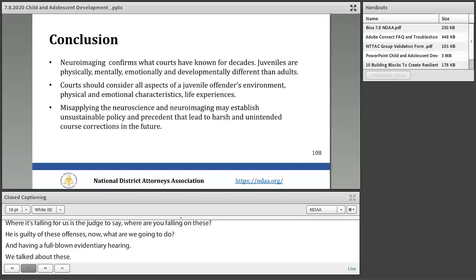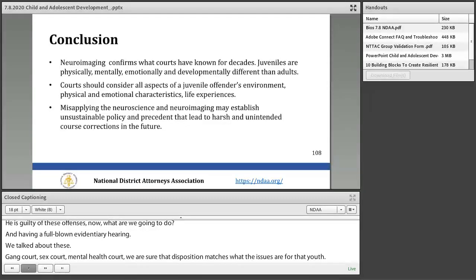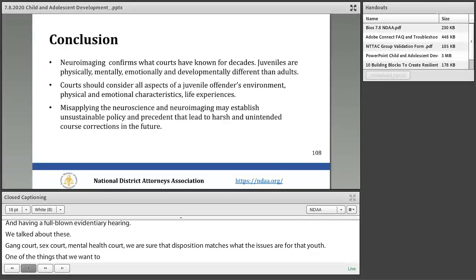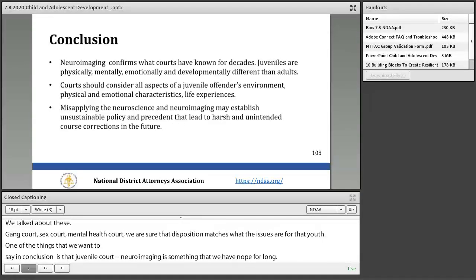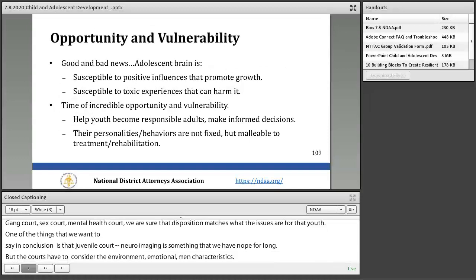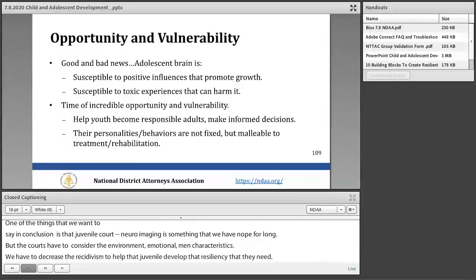We've talked about this, but one of the ways that we address that is certainly through specialty courts, recovery court, gang court, sex offender court, mental health court, where we're sure that the disposition is matching what the issues are for that youth. So one of the things that we want to say in conclusion is that juvenile court, neuroimaging is something that we've known forever, but the court's got to consider all of the situations that a juvenile, their environment, their physical, emotional characteristics, and that it's not just a science issue. We have got to intervene to protect our community, to take care of that victim, and actually, you know, to decrease recidivism, to help that juvenile develop that resiliency that we know that they need.